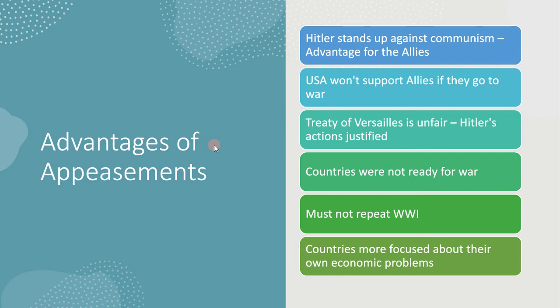And they obviously must not repeat World War I. They were afraid of it, and didn't want to lose that many people anymore. They were traumatized by the casualties. And of course, countries were more focused on their own economic problems than worrying about something like war, especially after the Great Depression hit. It basically wrecked everyone's economy, and they wanted to build it back up as soon as possible.